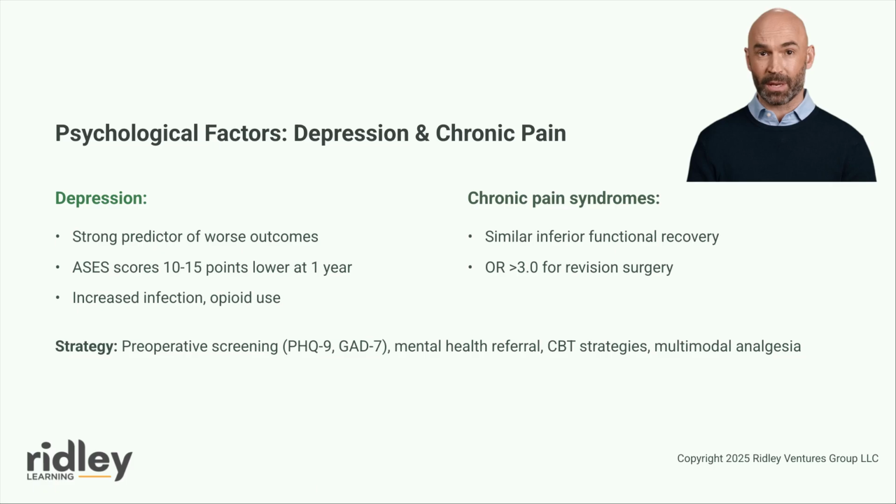Rehabilitation protocol modifications include close monitoring for signs of inadequate pain control, catastrophic thinking, or non-adherence to prescribed exercises, with early intervention through adjustment of pain management strategies, increased education and support, or referral to psychology or psychiatry services when appropriate. Multimodal analgesia emphasizing non-opioid agents, regional anesthesia, and non-pharmacologic pain management techniques is particularly important in this population to minimize opioid exposure and dependence risk.